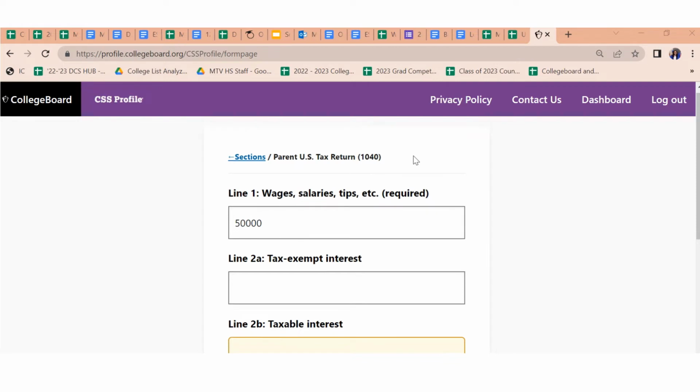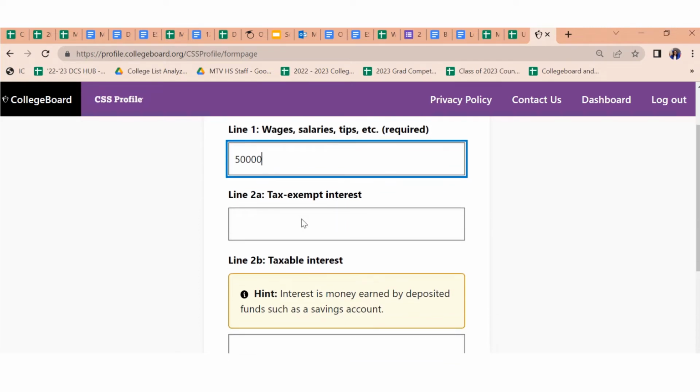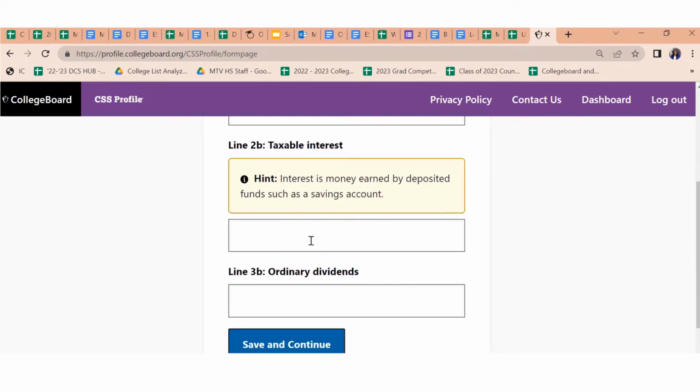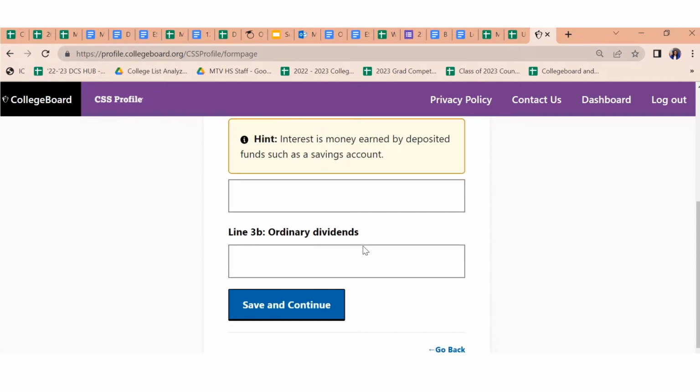And so this first question is asking you to input the amount that is on line 1 of your parent 1040, which indicates their wages, salaries, tips, etc. This is required. So find line 1 of your parents' 1040 and enter that amount here. These next 3 questions about tax-exempt interest, taxable interest, and ordinary dividends are not required. I recommend leaving them blank so that you avoid any unnecessary errors, and click Save and Continue.